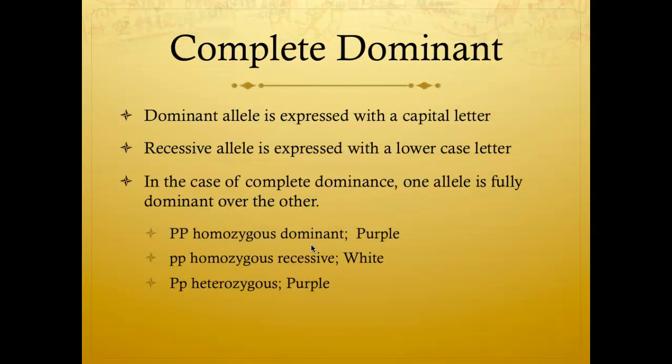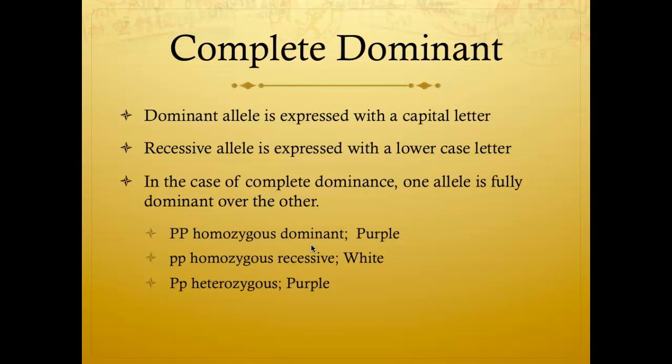So first, we're going to talk about something called complete dominance. This is when one allele is fully dominant over the other one. So for the dominant allele, we're going to use a capital letter. For the recessive allele, we're going to use a lowercase letter. In the case of complete dominance, one allele is fully dominant over the other.